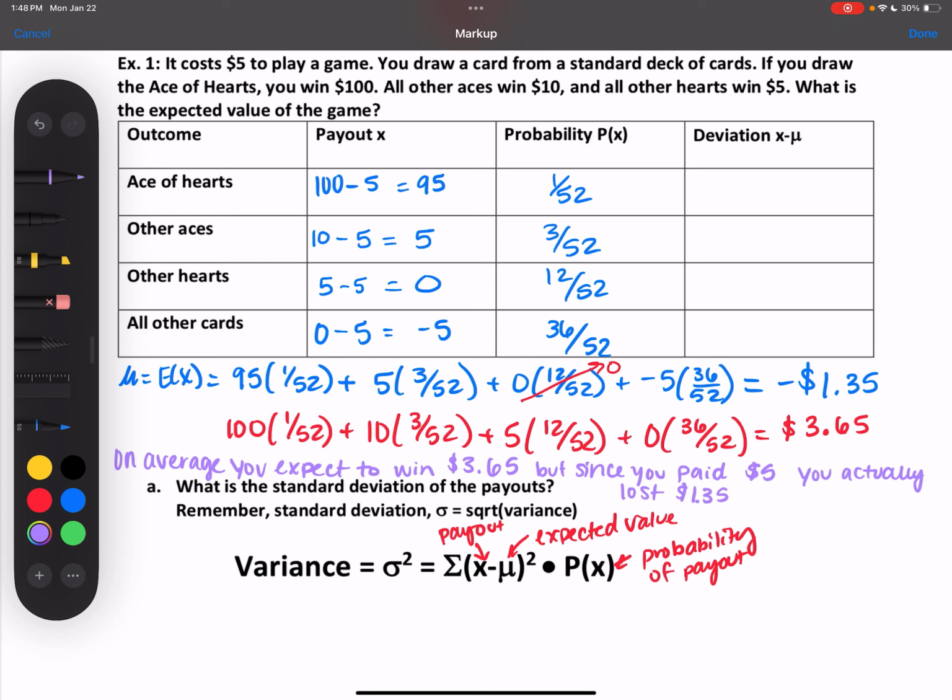Yeah. That's also why casinos make so much money, because you pay a lot and their payout isn't actually that much.